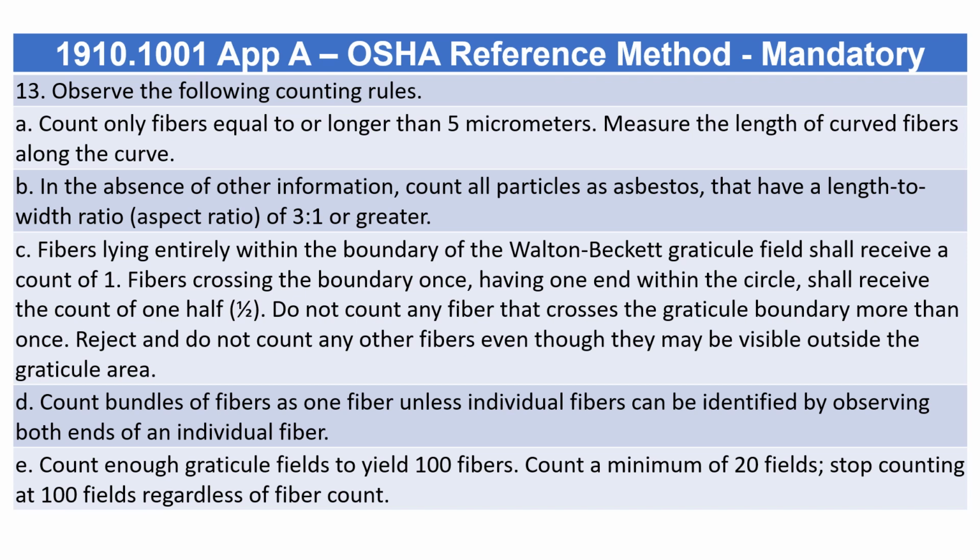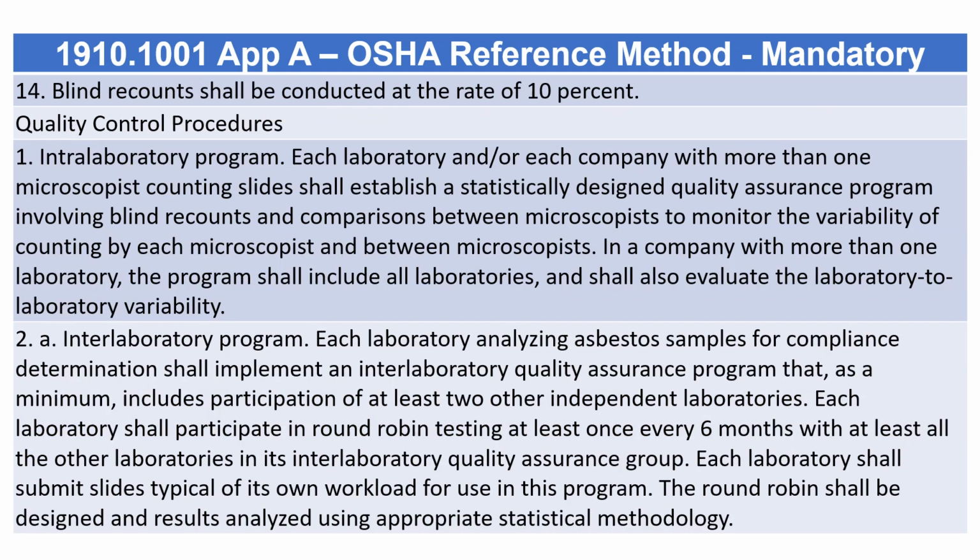D. Count bundles of fibers as one fiber unless individual fibers can be identified by observing both ends of an individual fiber. E. Count enough graticule fields to yield 100 fibers. Count a minimum of 20 fields, stop counting at 100 fields regardless of fiber count. 14. Blind recounts shall be conducted at the rate of 10%.